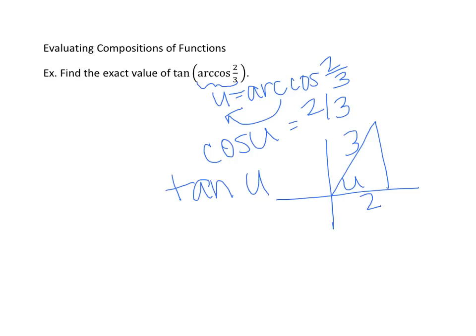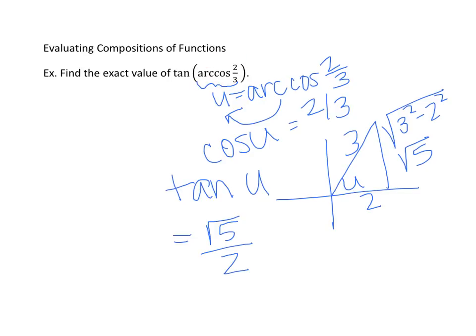So I need to figure out my opposite. So the square root of 3 squared minus 2 squared is going to be square root 5. So now I'm going to get opposite over adjacent, square root 5 over 2. Let me re-say this again.